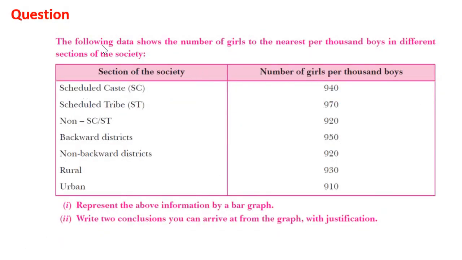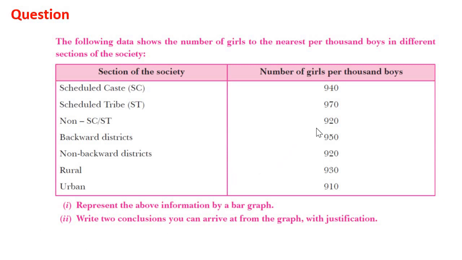Okay, another question is, the following data shows the number of girls to the nearest per 1,000 boys in different sections of the society. Okay, number of girls per 1,000 boys. So SC, ST, non-SC, ST, backward district, non-backward district, rural, urban. Now represent the above information by a bar graph and write two conclusions that you can arrive from the graph with justification.